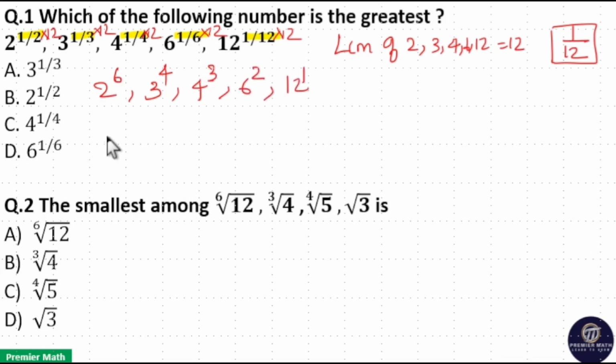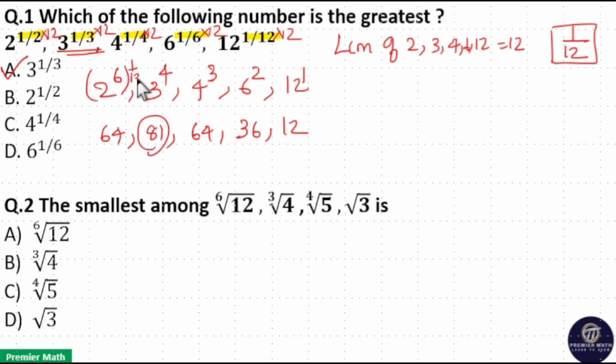That is, 2 raised to 6 is 64. 3 raised to 4 is 9 into 9, 81. 4 cube is 64. 6 square is 36, and 12. Now, the largest number is 81, which means here 3 raised to 1 by 3 is the largest number. Option A is your answer. That is, here you can write this 2 raised to 6 as 2 raised to 6 raised to 1 by 12, which is equal to 2 raised to 1 by 2.